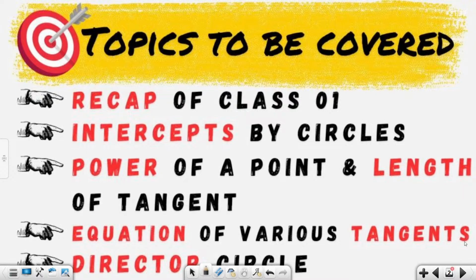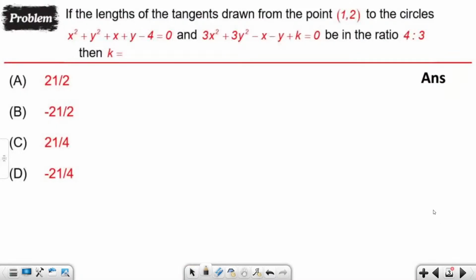Okay, so before starting the class, as I have promised, I have given you one sum as your homework, and that sum I'm going to complete first, and then we will move to the rest of the portion. If the length of the tangents drawn from the point (1, 2) to the circles, these are the two circles given to you.